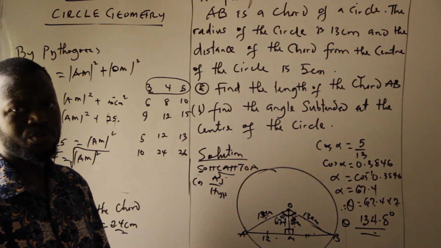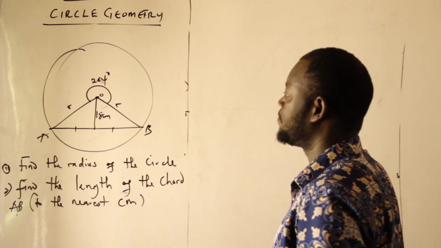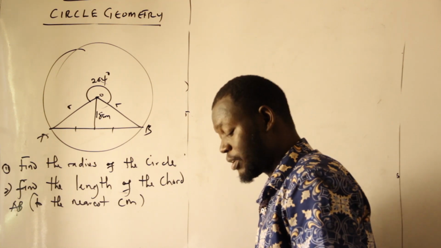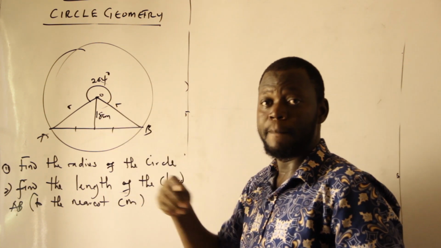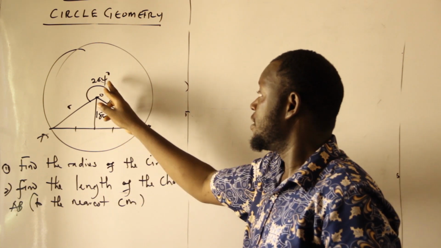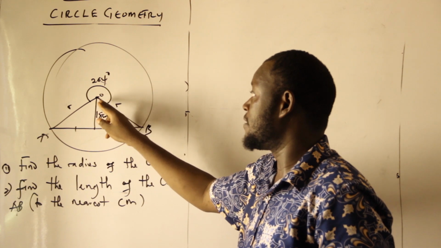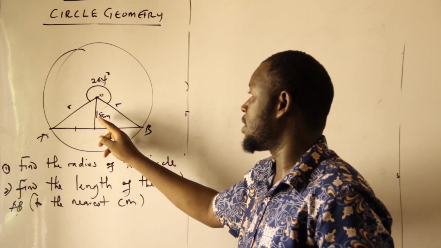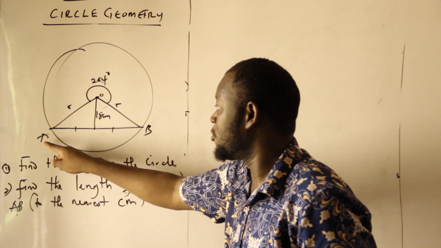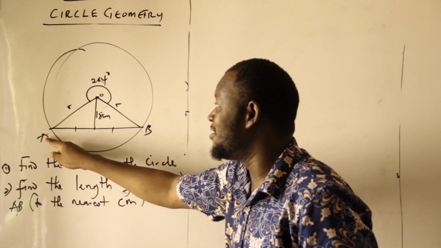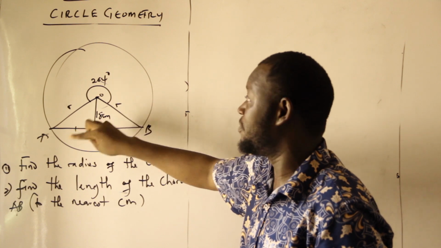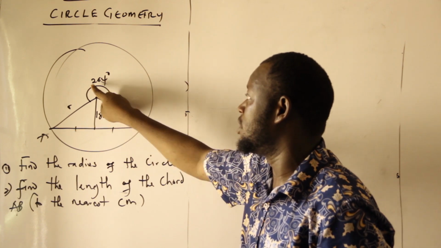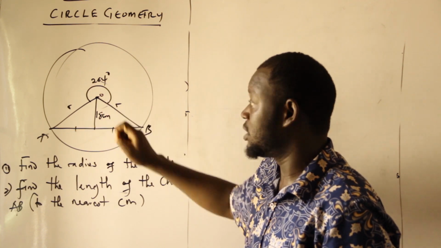Let's check another example. Let's start again. A question says, look at this question. For this question, we have the center, but we were only given reflex AOB. That means this angle is a reflex angle. Reflex AOB to be 264 degrees.